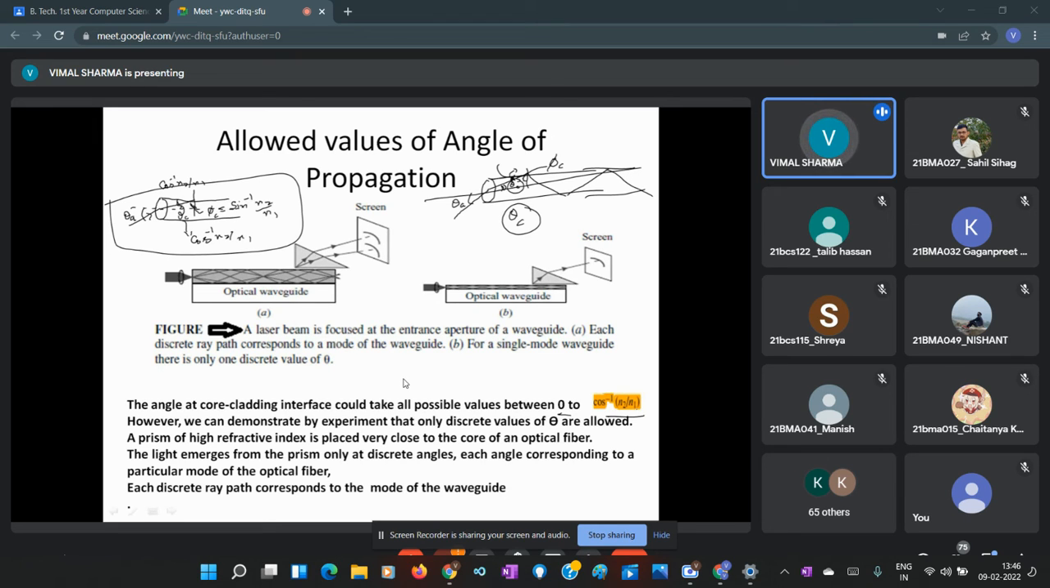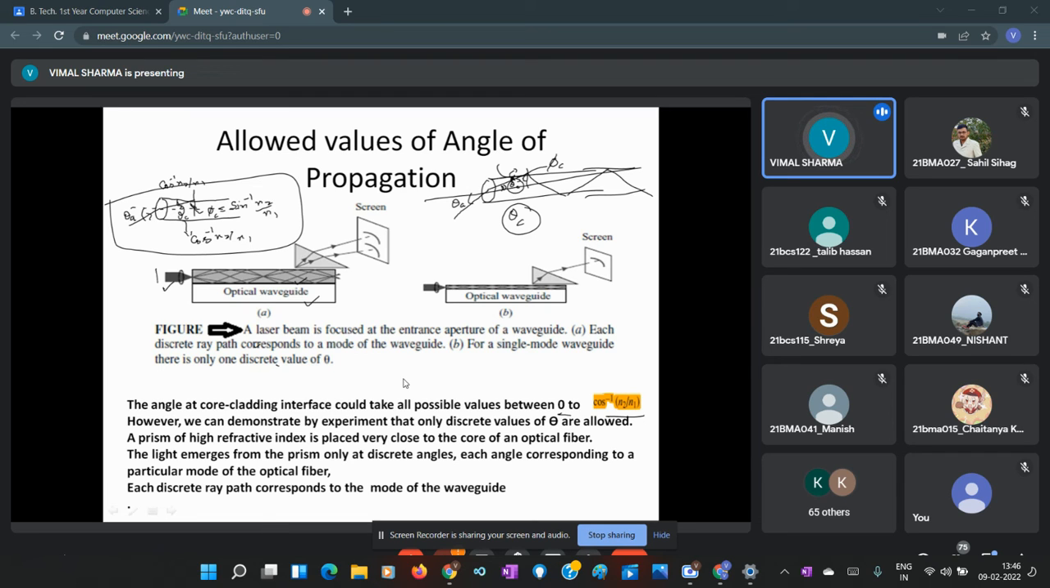So we have demonstrated, or we can demonstrate, an experiment where we can see the number of modes propagating through the optical fiber. So this is that experiment. In this experiment, you can see that here we have the optical fiber. This is my optical fiber. Light is launched through this optical fiber.